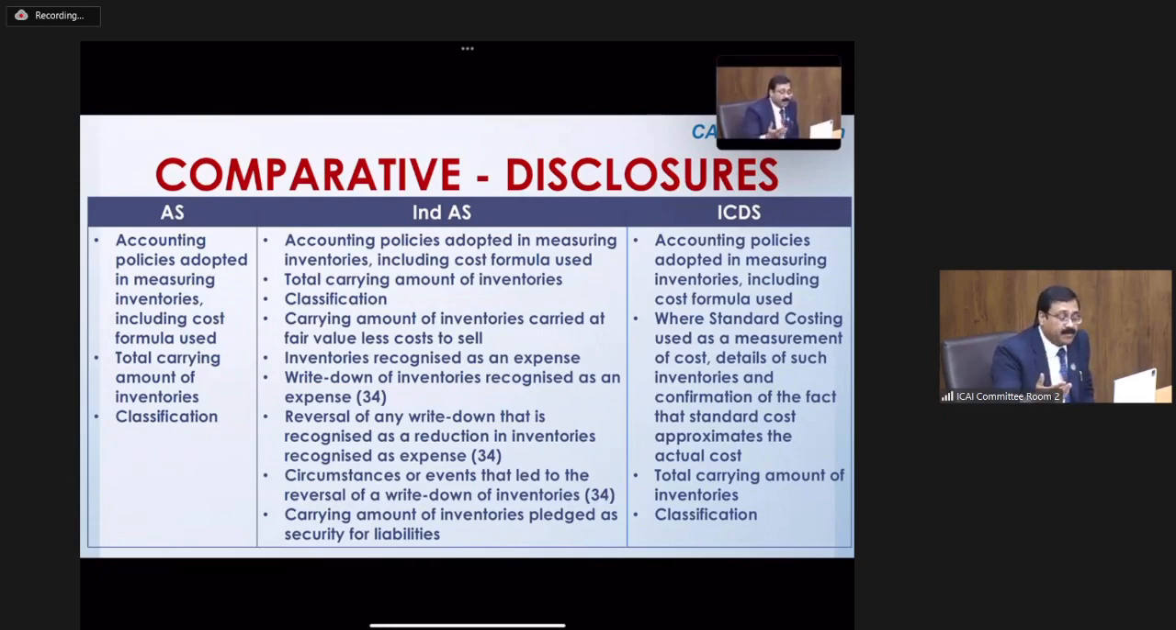Reversal of any write down that is recognized as a reduction in inventories as an expense as per para 34. The circumstances or events that led to the reversal of the write down, and the carrying amount of inventories pledged as securities for liabilities. Now, this requirement of carrying amount of inventories pledged as security for liabilities is not there anywhere else. So here, for the Ind AS compliant companies, it would be there. So these are the comparative disclosures for various entities, right?